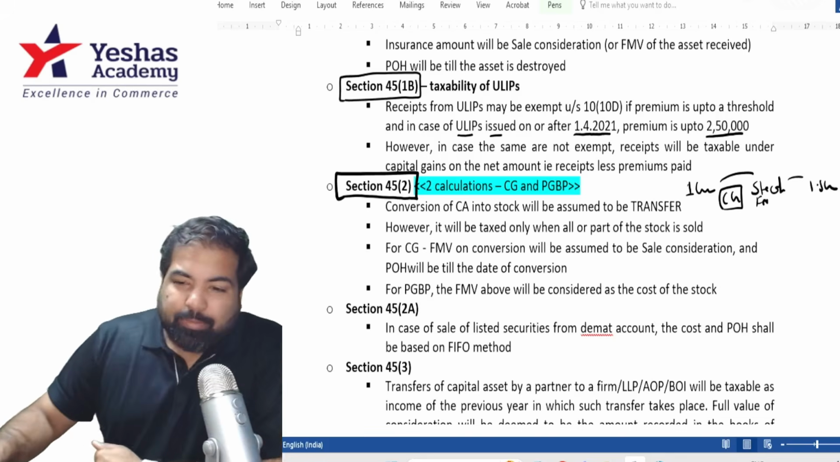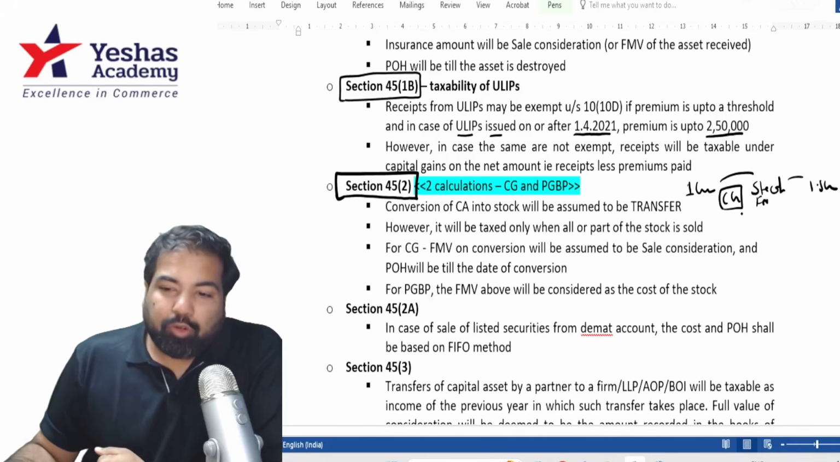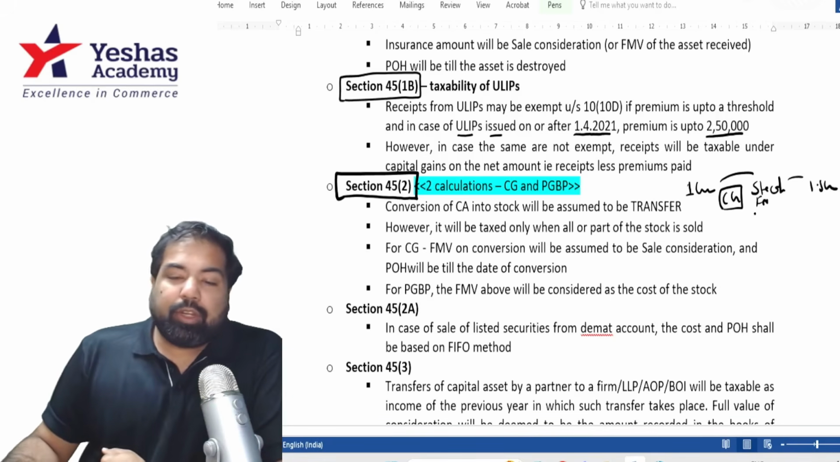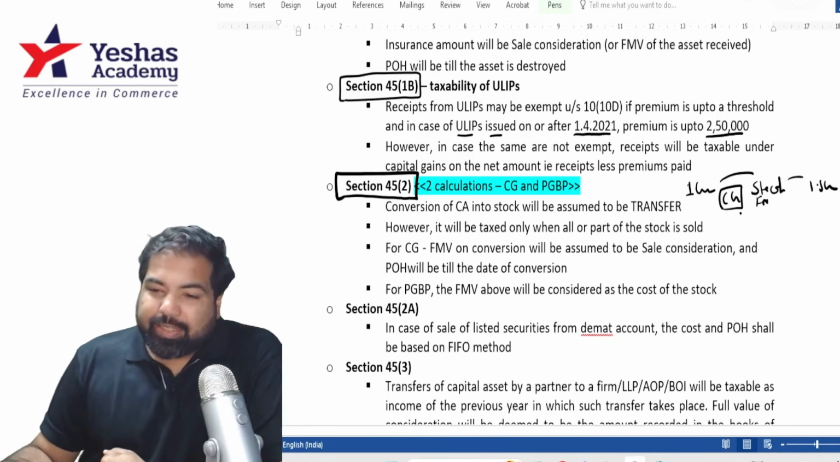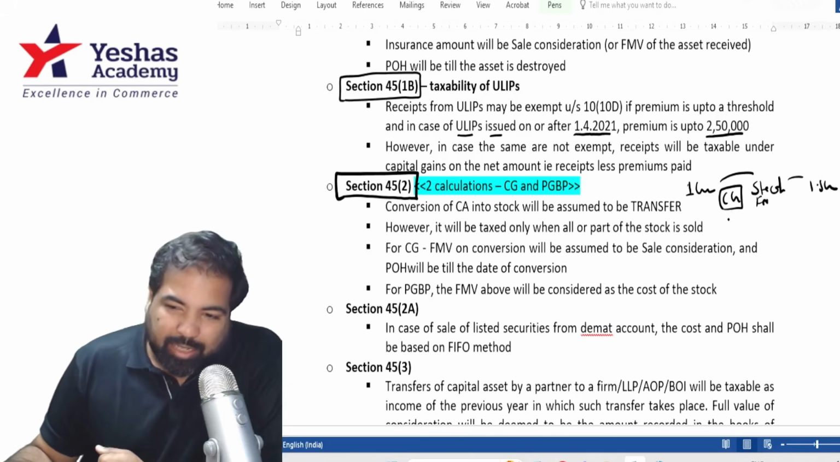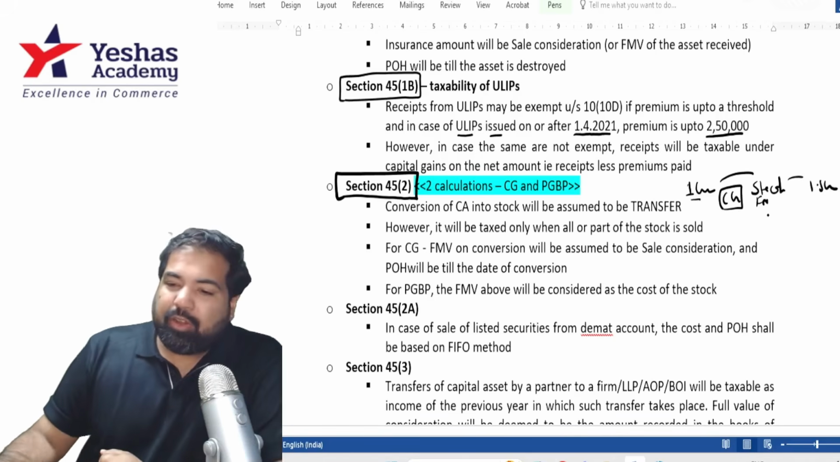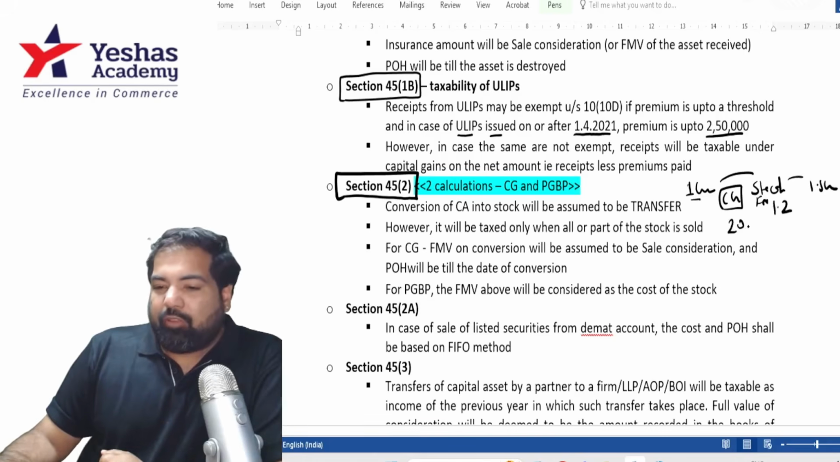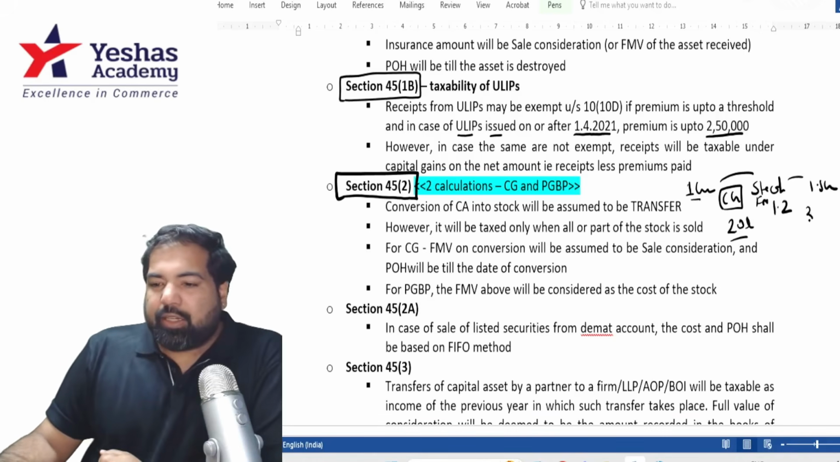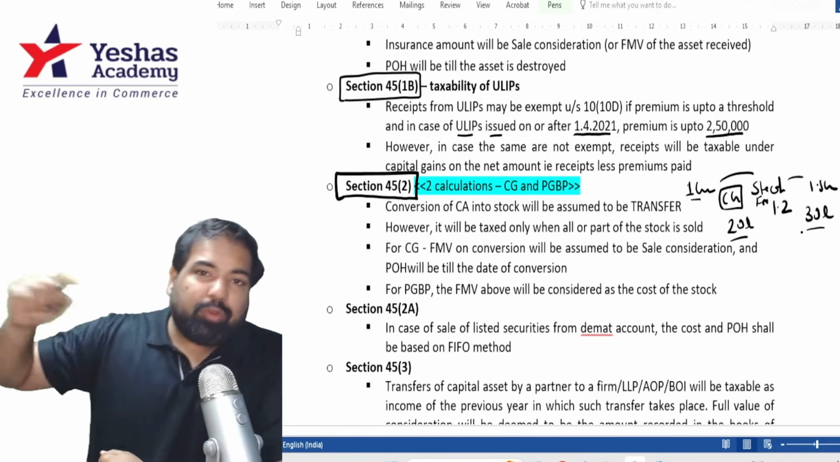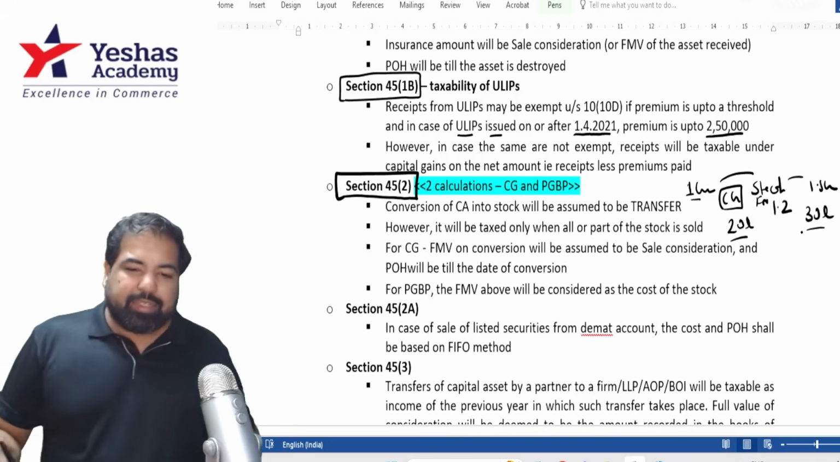All right, so example, let's say there's a flat which I have for 1 crore rupees, I sold it for 1.5, but I converted it into stock and I sold it. Then in that case, till it was an asset, it will be taxed under capital gain. So 1 crore to the fair market value on the day I converted, let's say 1.2 crore, this 20 lakh will be taxed under capital gain and this 30 lakh will be taxed under PGBP. Both will be taxed in the year you sell the asset.